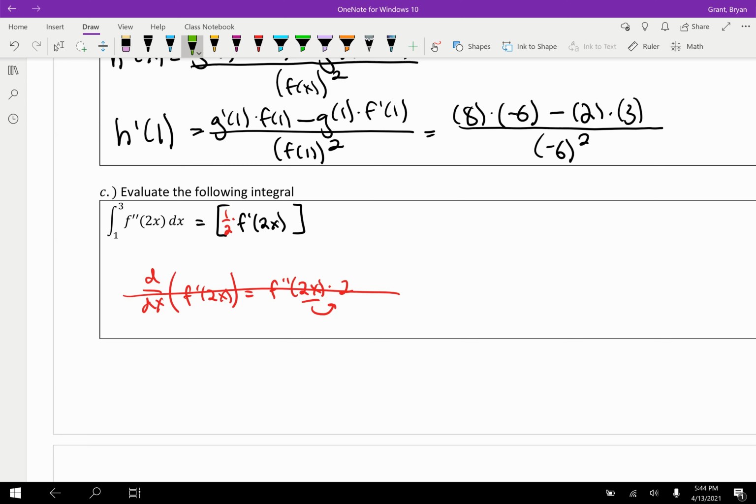You don't need it on the problem. No reason to keep it in. So then from 1 to 3, fundamental theorem. I always like to use a big set of parentheses for each set of the fundamental theorem. So the first part is substituting in the top limit, 3. So 1/2 times f prime of, we can do 2 times 3, I think. That's 6. There we go. And then close that in parentheses.